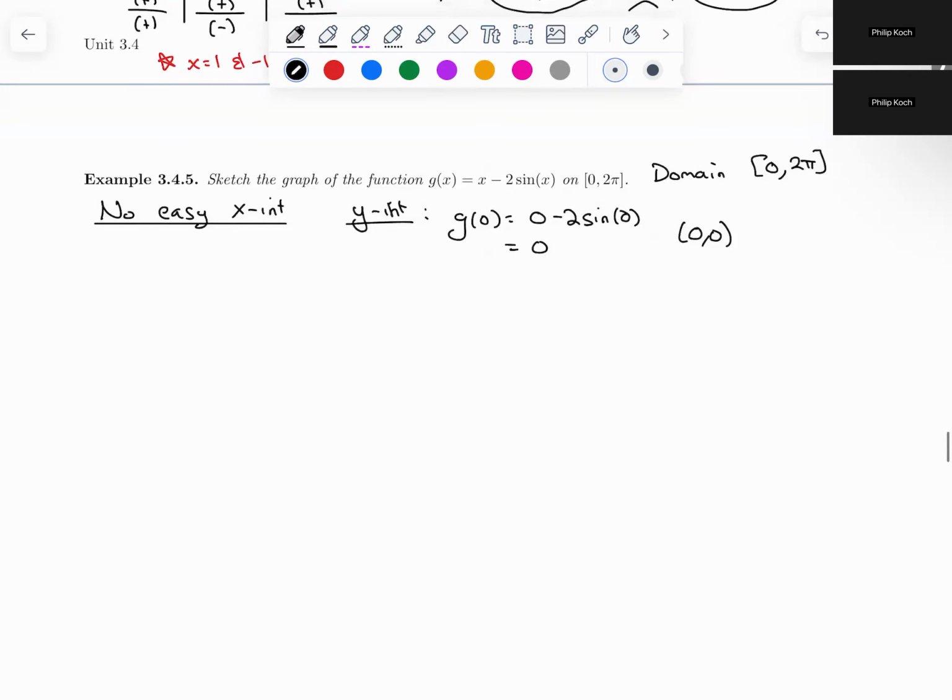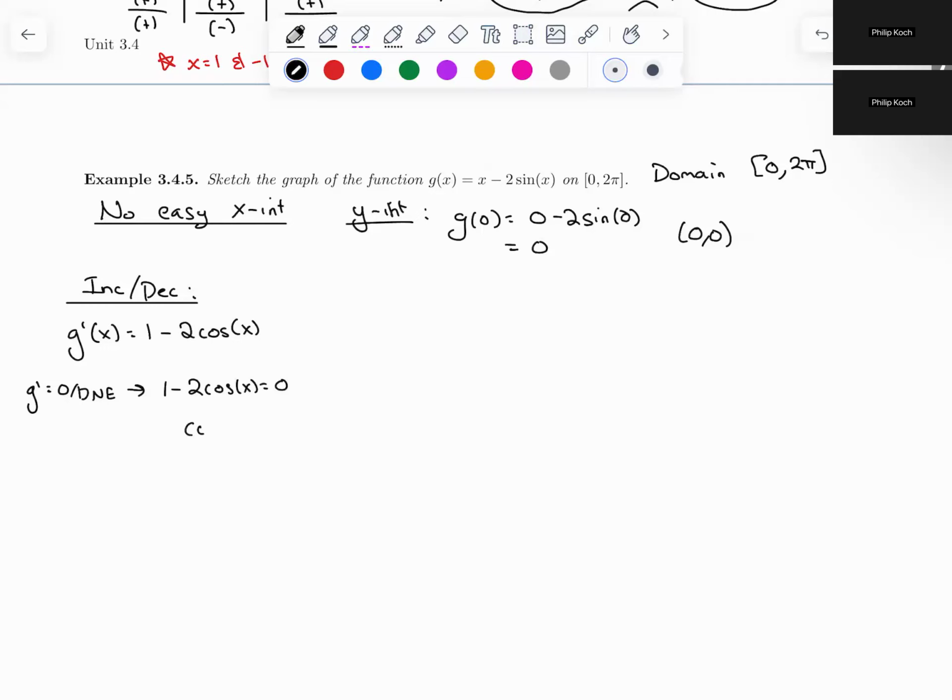So increasing, decreasing. We've got to find the first derivative. So g prime of x will equal 1 minus 2 cosine of x. The derivative of sine is cosine. And then setting g prime equal to 0 or DNE is really telling me to set 1 minus 2 cosine of x equal to 0.